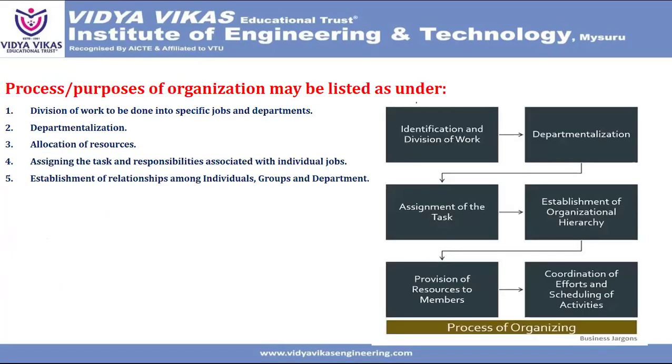Now, the process and purposes of the organization may be listed as follows: division of work to be done into specific jobs and departments, departmentalization, the allocation of resources, assigning the tasks and responsibilities associated with individual jobs, and establishment of relationships among individuals, groups, and departments. The first process is identification and division of work, then departmentalization, and then assignment of tasks, which the manager assigns, establishment of organizational hierarchy, provision of resources to the members, and coordination between the members. This is the process and purpose of the organization.